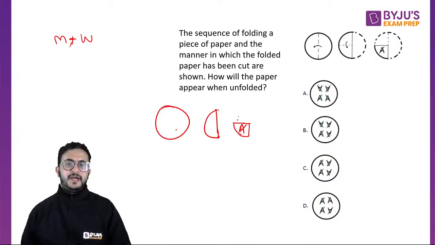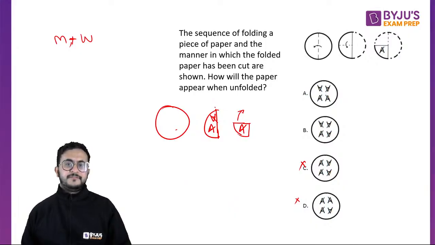So when we open it back, what will happen? It will be a vertical inversion, so it will be a water image. So the water image will look like this, and the water image of this will be like this. So it should look like a water image of this. C is not the water image, D is also not the water image.